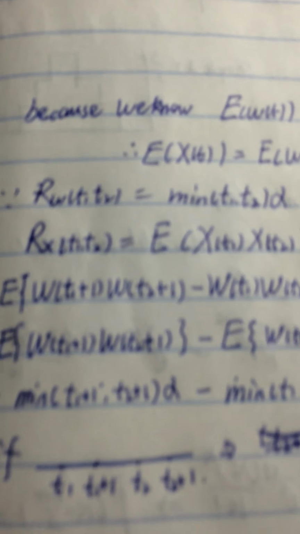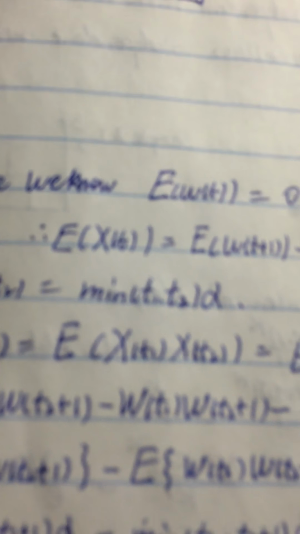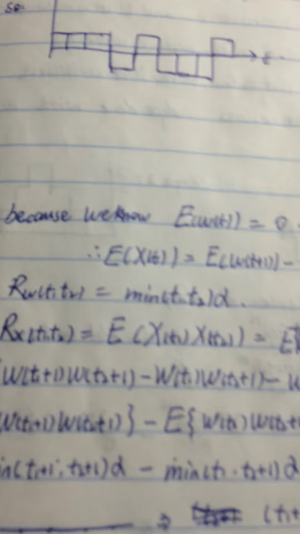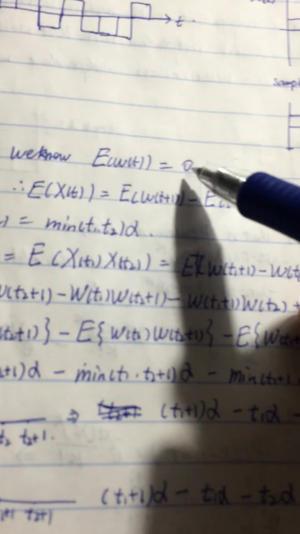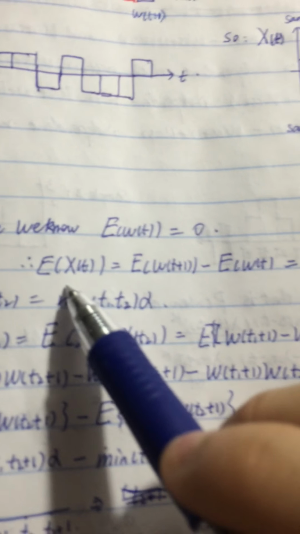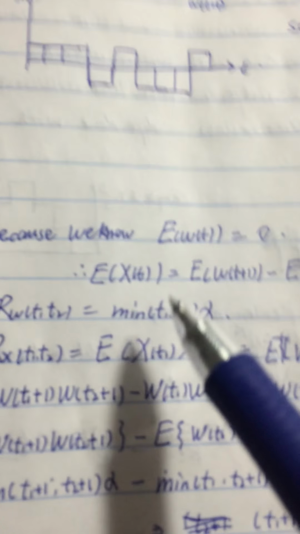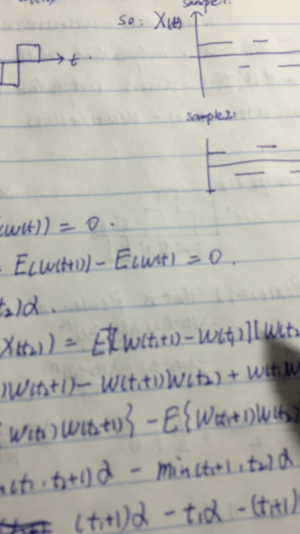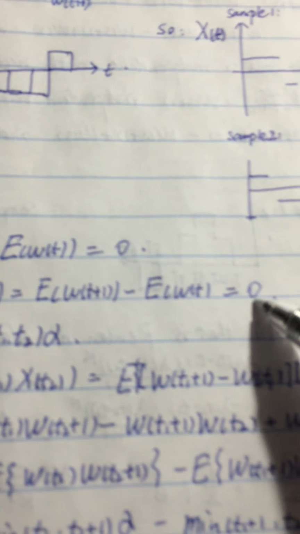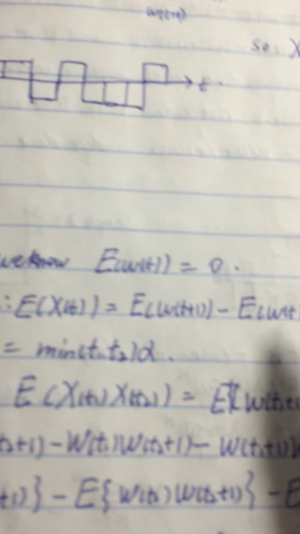The second question is I want to find the expected value of X_t. You already know the Wiener process has expected value equal to 0, and the expected value of X equals the difference of the two, which must equal 0, because both are equal to 0.